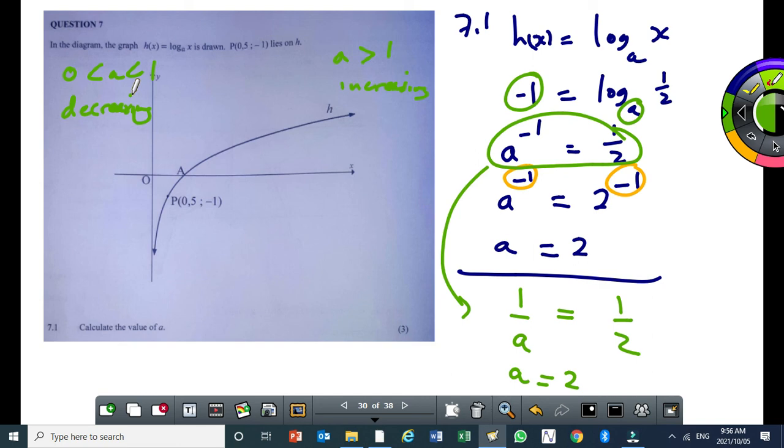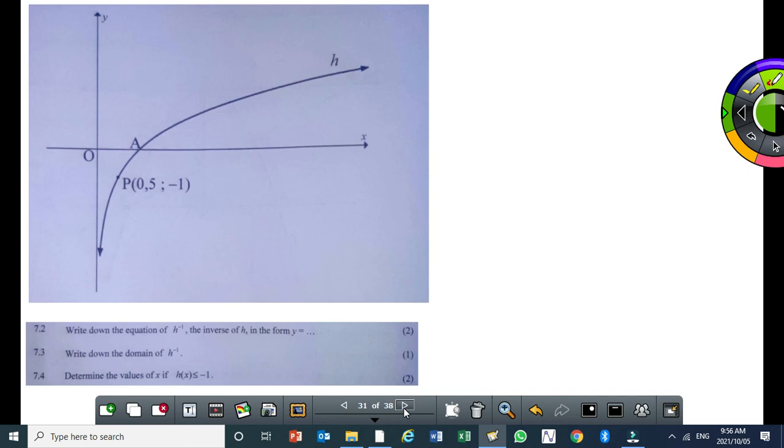Now, it is a very important skill for you to know how to convert the logarithmic form to exponential, also from exponential to logarithmic form. You have to practice that, right? Then, the next question says, write down the equation of the inverse of that. This is so simple, right?